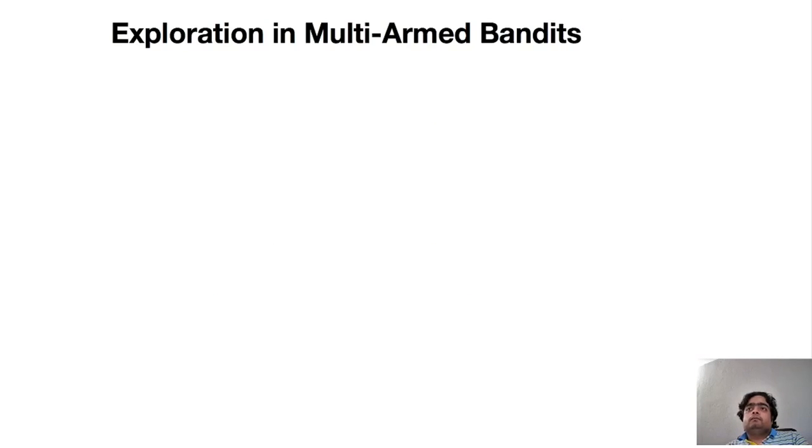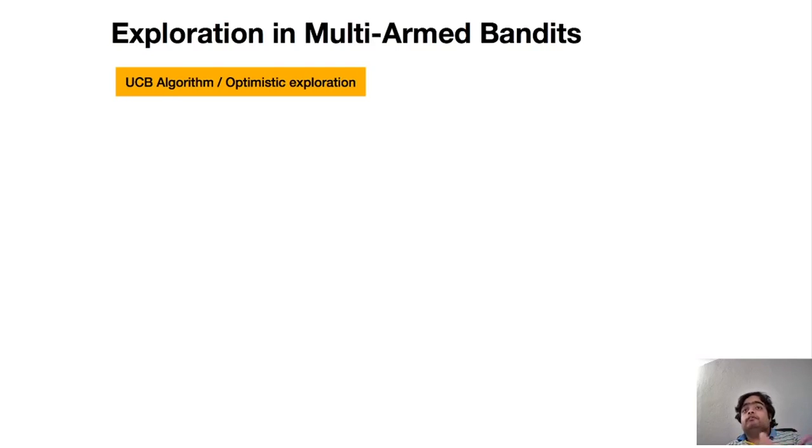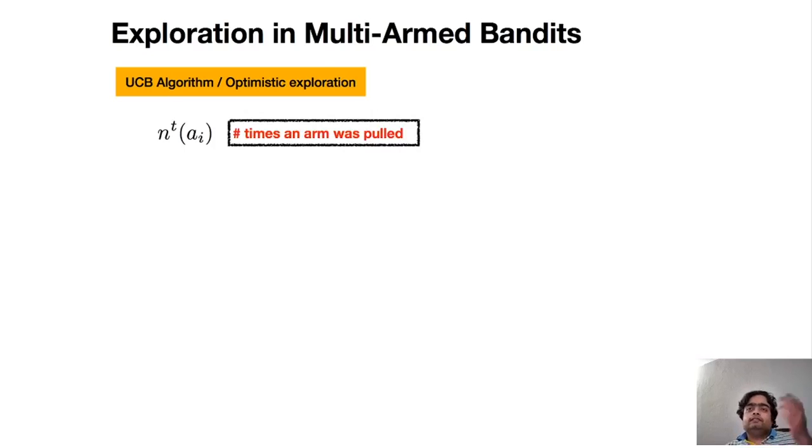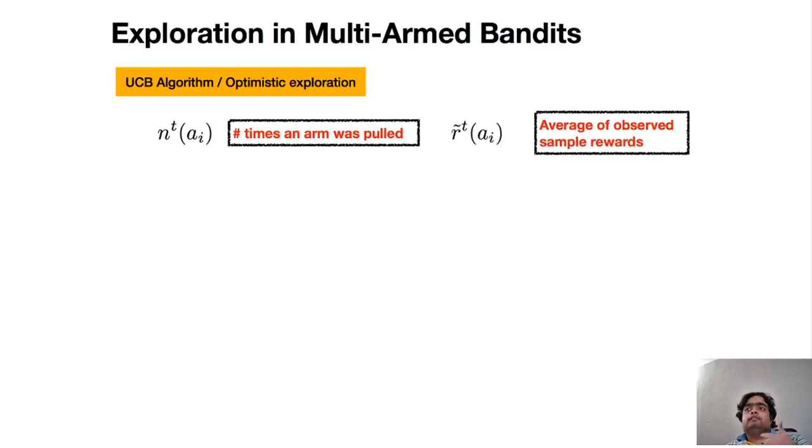Okay, so how do people do exploration in multi-armed bandits? This was also covered in the exploration lecture, and it's something called optimistic exploration or the upper confidence bound algorithm. What it does is, let's first define N_t of ai as the number of times an arm was pulled. Let's define R tilde t of ai as the running average of the observed sample rewards for arm ai.